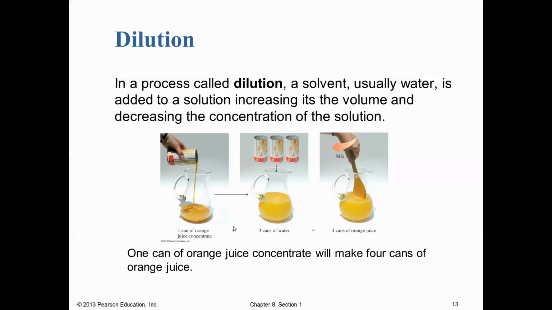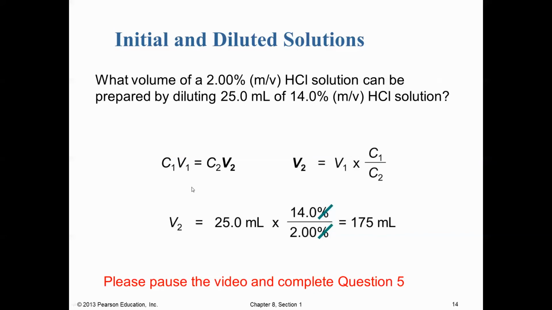And so we have a handy dandy equation we use in chemistry for these types of calculations. It states that C1 times V1 equals C2 times V2.